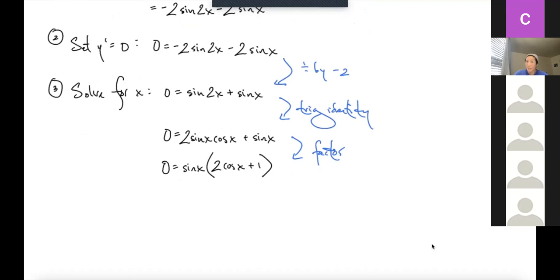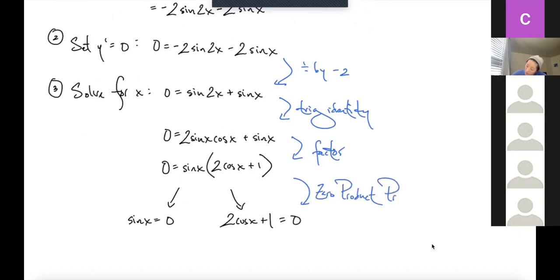From factoring, because they're equal to 0, now I can write 2 separate equations: sine x equals 0 and 2 cosine x plus 1 equals 0. We call this the zero product property. And I'm writing that out because for the zero product property, you've got to have it equal to 0 in order to use it.